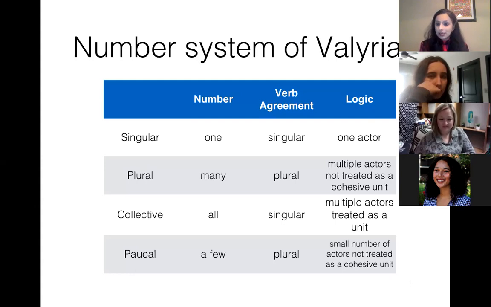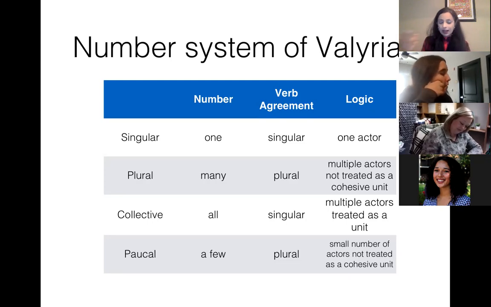So the number system of Valyrian is as follows. Singular is 1. The verb agreement is singular, right? So you have book, that's it. You don't have any other marking on the verb. And the logic is that there is one person doing this action, right? So there's one actor. Plural is many, and you have plural agreement on the verb.